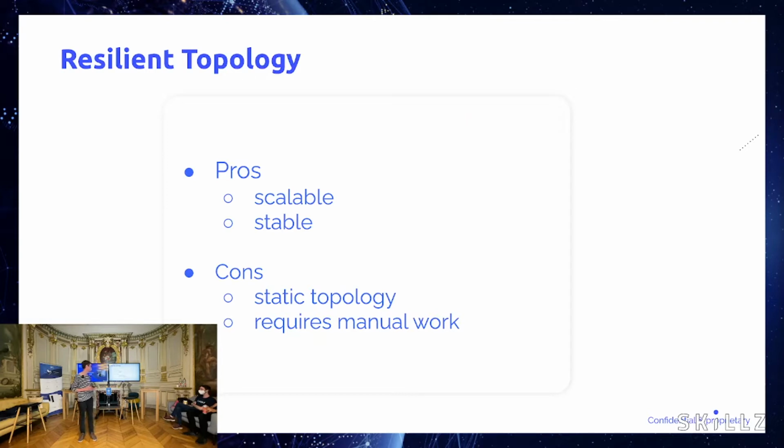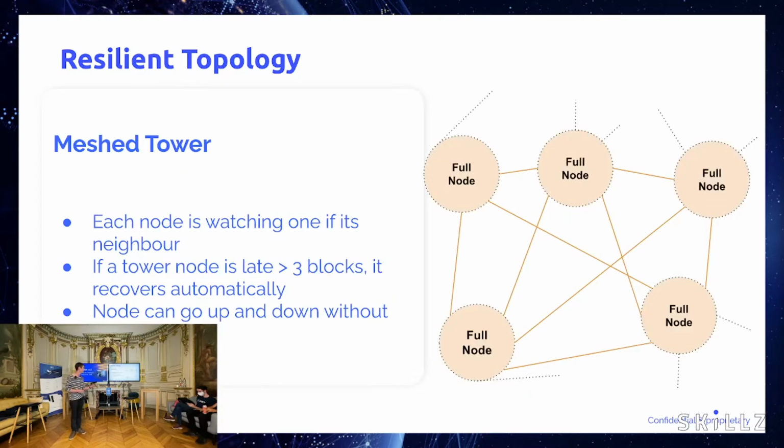Okay, so the advantages of this approach are that it's scalable and stable, but as I said, it requires quite a lot of manual work. And when you do it with 1,000 nodes, it's not something you want to do. You don't want to manually add new sentries or have to touch configurations every time.